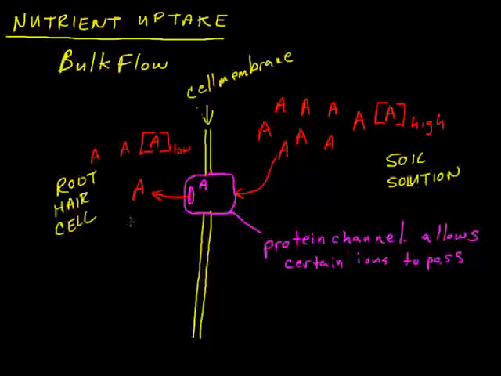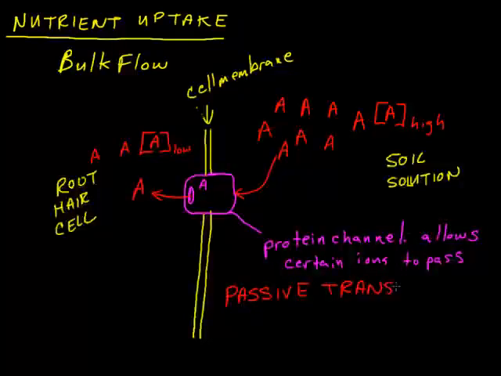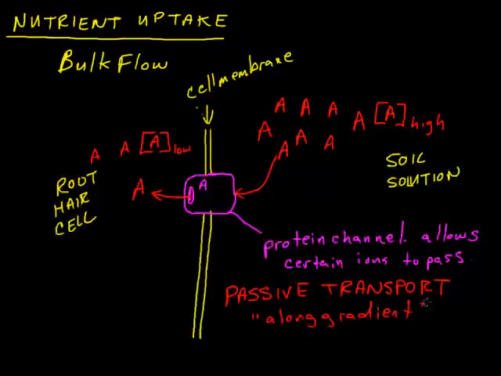Now, in order for this to work, we have to have a gradient. And so this is referred to as passive transport. And the key is it has to move along the gradient, and you have to have the correct protein channel in place. If we had an additional ion out here, ion X will not fit through this protein channel. If the plant needs this particular ion X, how's it going to get it? That's where the second type of transport comes into play.